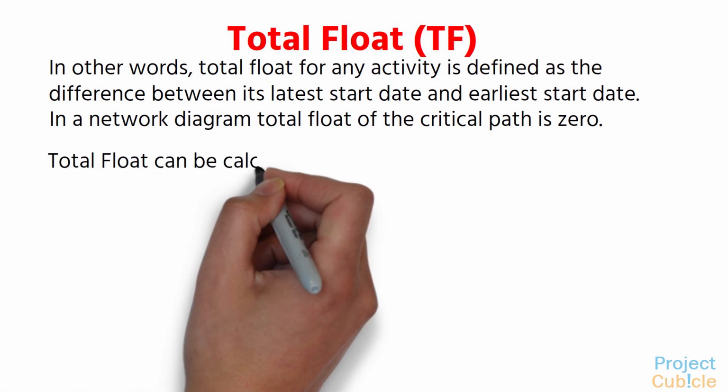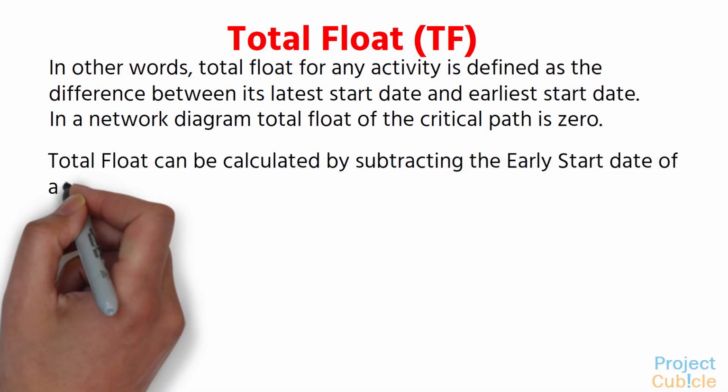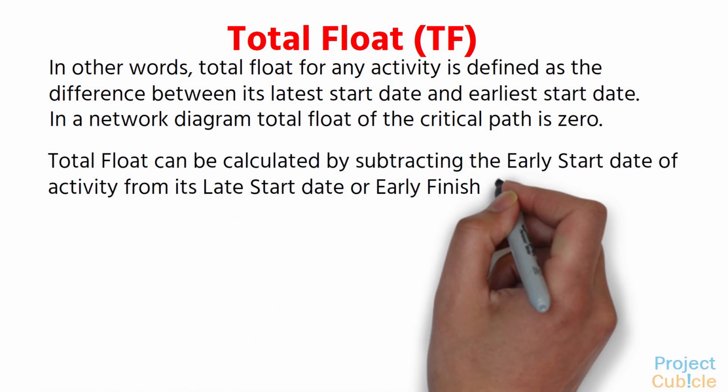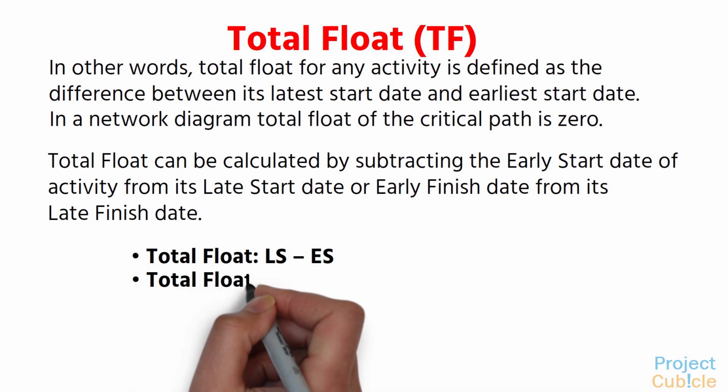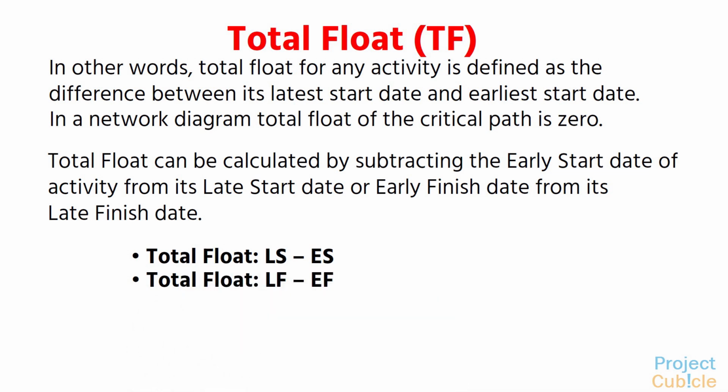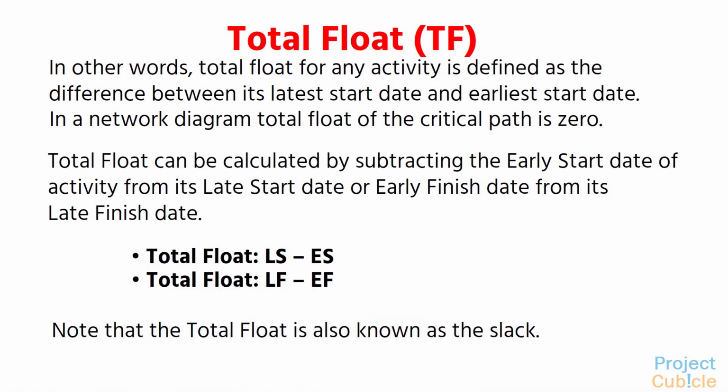Total float can be calculated by subtracting the early start date of an activity from its late start date, or its early finish date from its late finish date. Total float = LS - ES, or Total float = LF - EF. Note that the total float is also known as the slack.